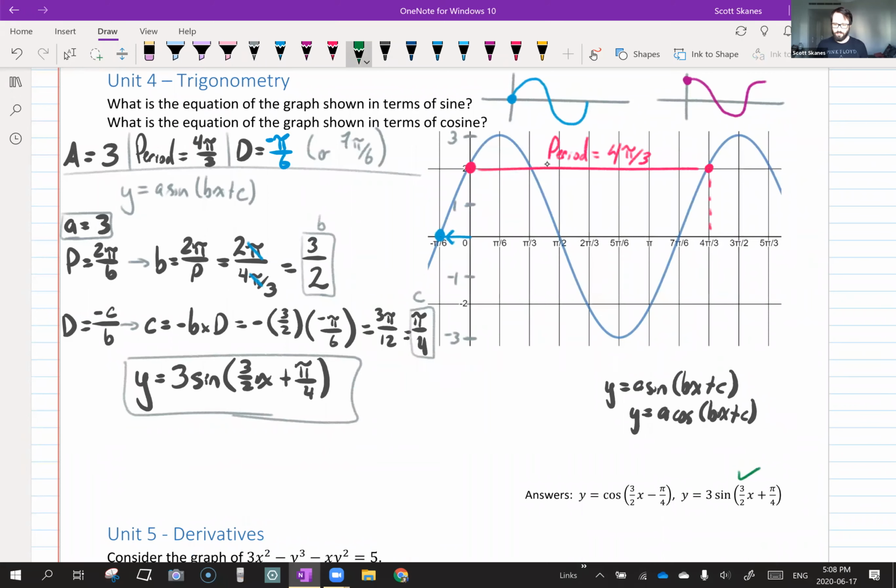Mohammed, can you leave? Yeah, of course. After we find cosine, if the rest is clear, no problem at all.